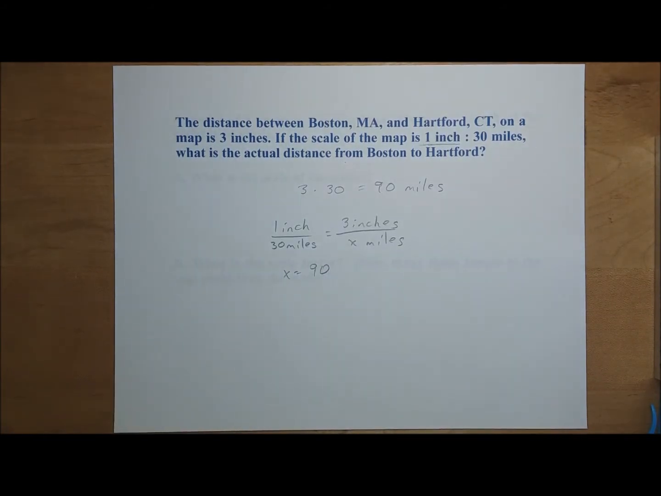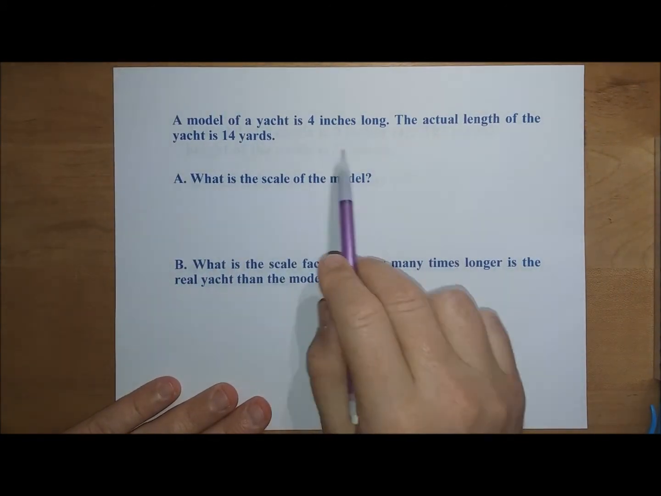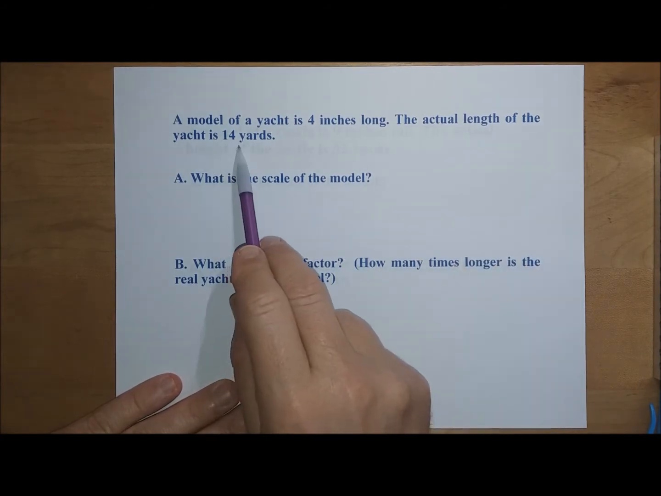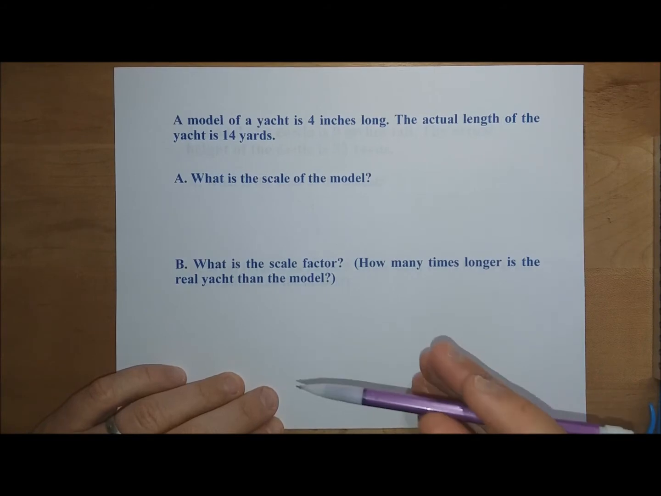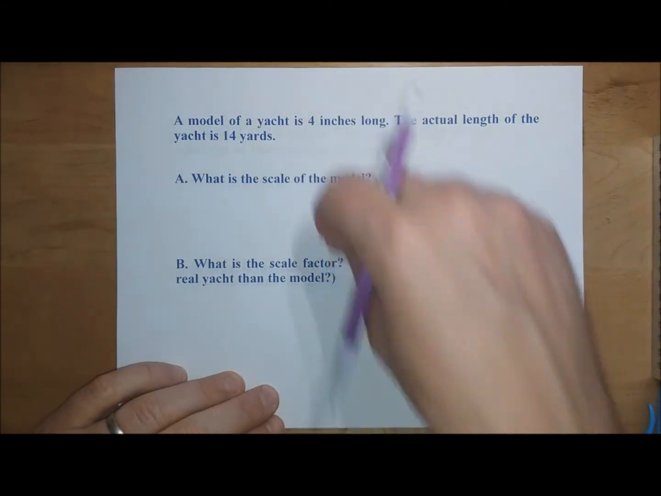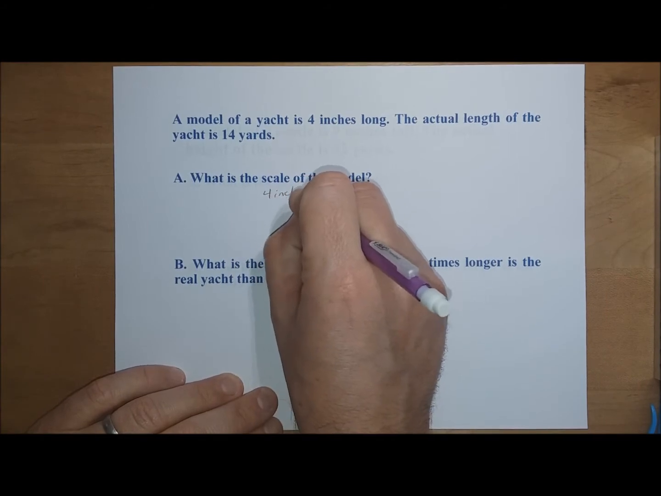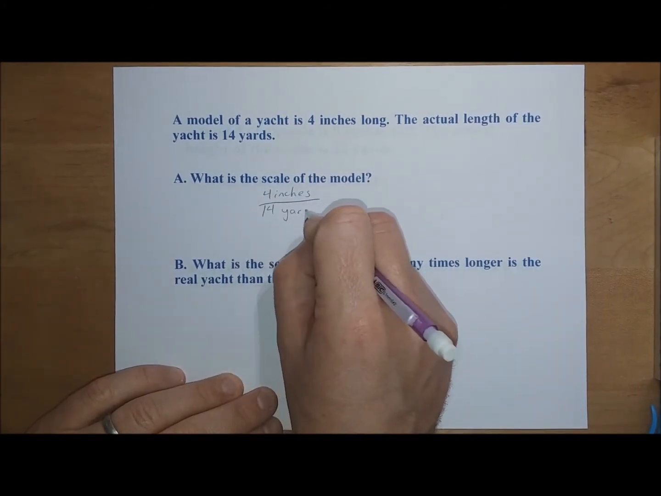Good. A model of a yacht is 4 inches long. The actual length of the yacht is 14 yards. What is the scale of the model? Well, we could write this as 4 inches to 14 yards.